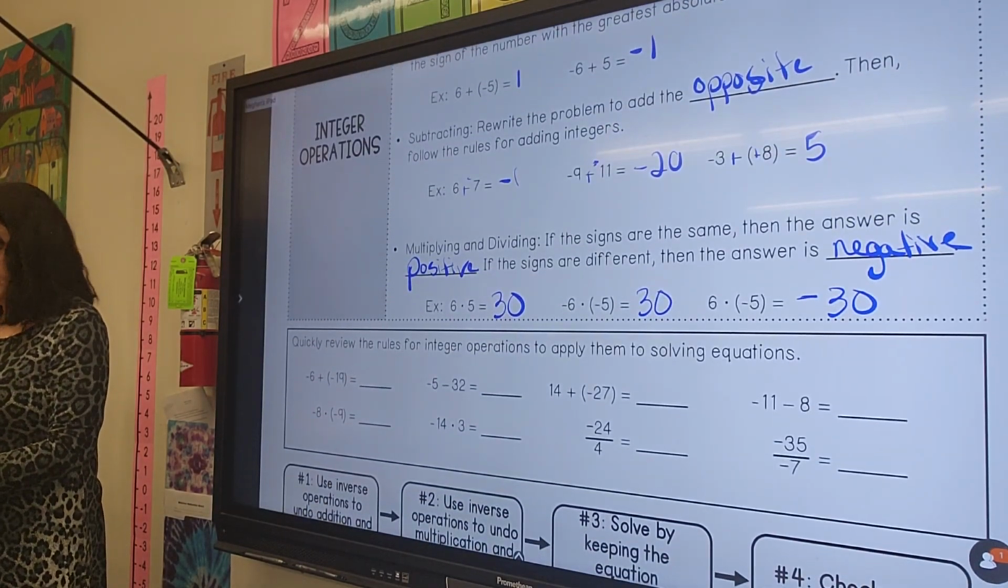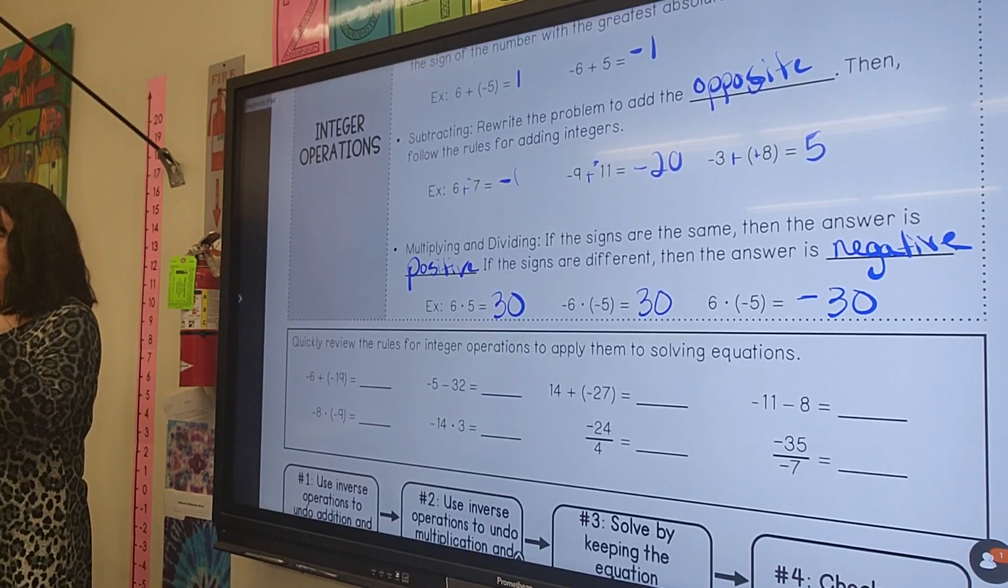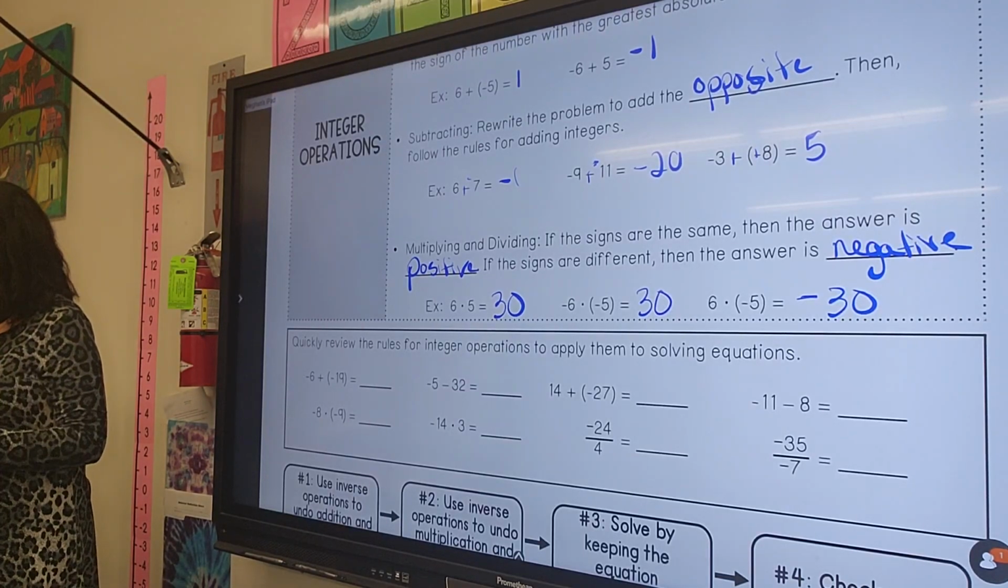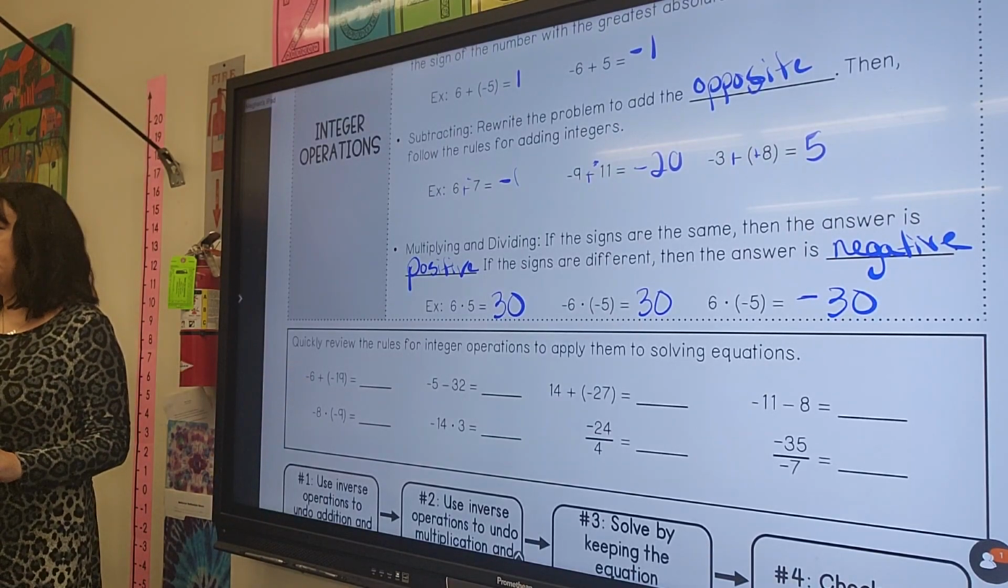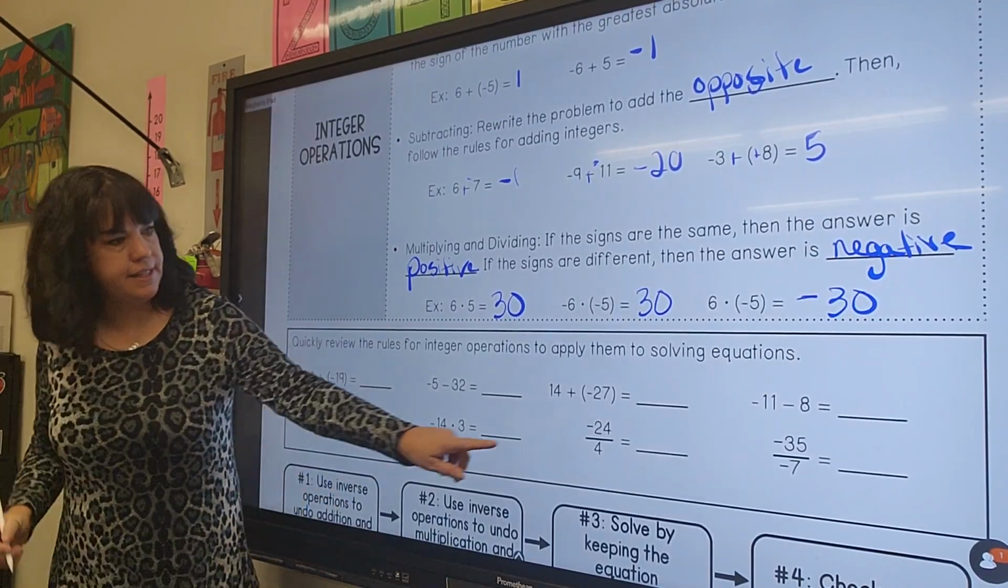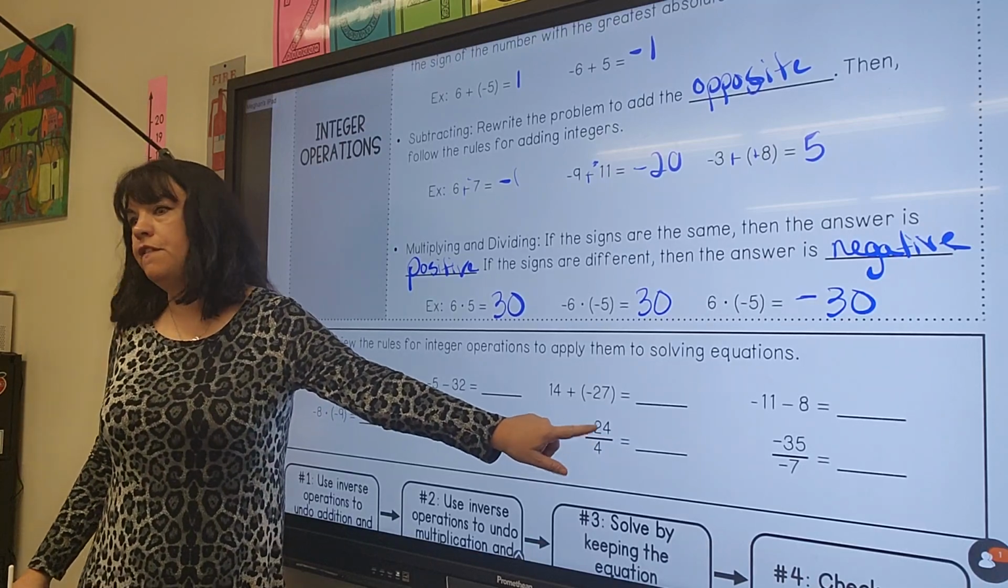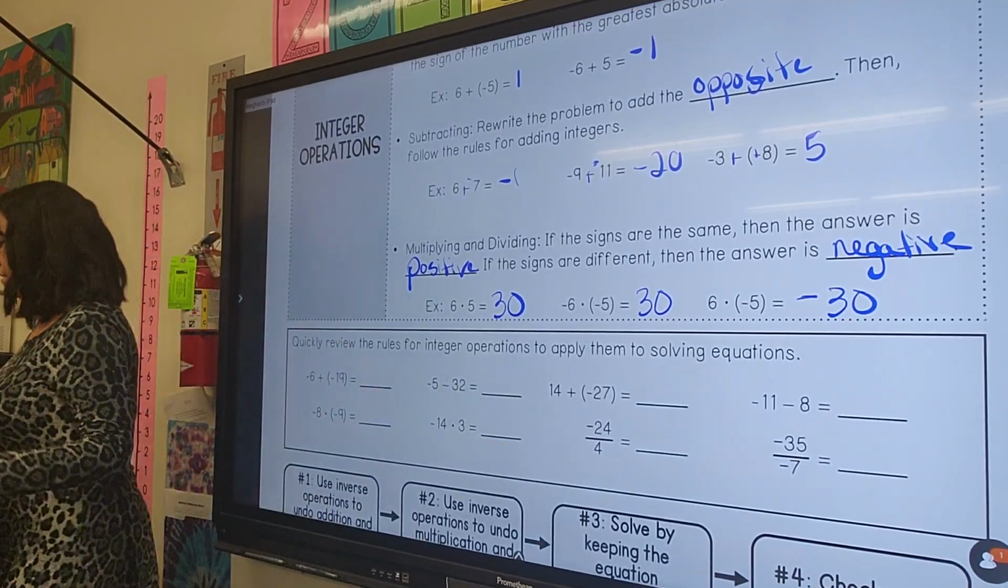So we have some problems at the bottom. I'm going to have you work in your table groups. If you're alone, you can join people, or you can do it on your own. Solve these, and when you're done, just put your hand up so I know you're done. And remember, these are division right here. That's not a fraction, it's just a division.